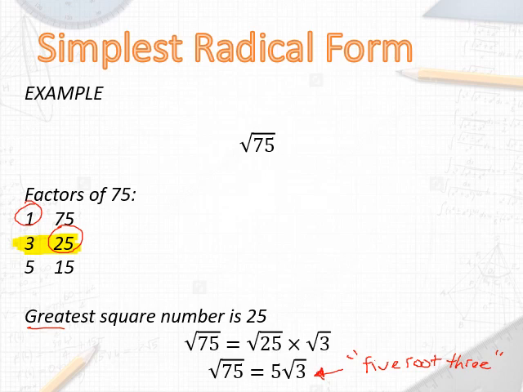You could also say 5 times the square root of 3. You're not going to be wrong. The whole number will go first, and then the radical. That would be the grammatically correct way of writing it.